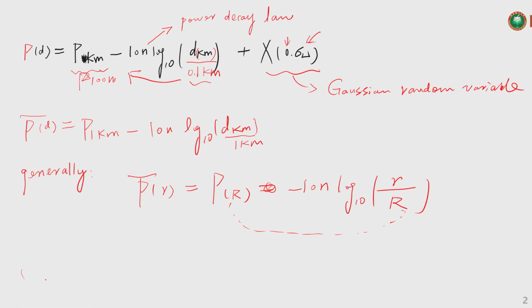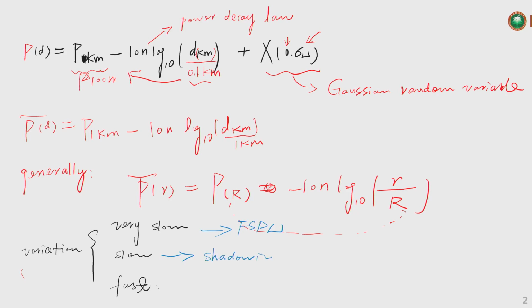So, for example, the power variation can be 3 kinds, right? The first kind is very slow, and slow, and fast. 3 terms. The very slow variations is usually related to what? Do you remember? Yeah, free space path loss. Okay. And the slow variations is related to, as we introduced on Monday, shadow effects, right? And the fast variations is usually related to multipaths.